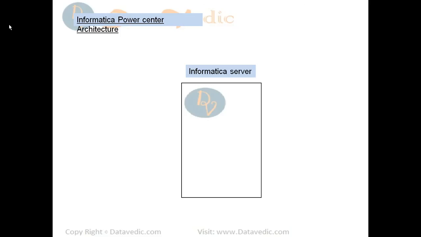So now let's try to understand the Informatica architecture. Let's assume this is the server machine where we are going to install the Informatica server component. And now the Informatica server component is installed. So Informatica services are running on the Informatica server.